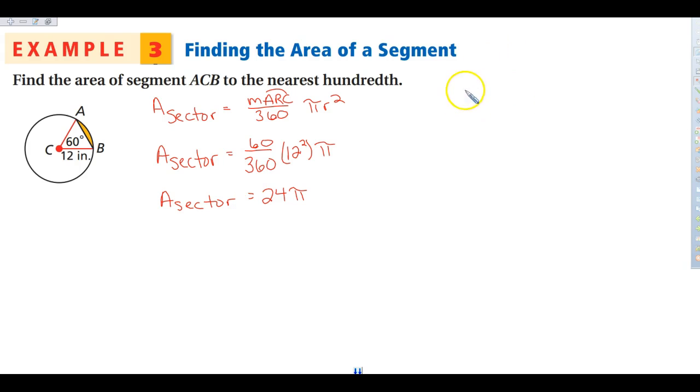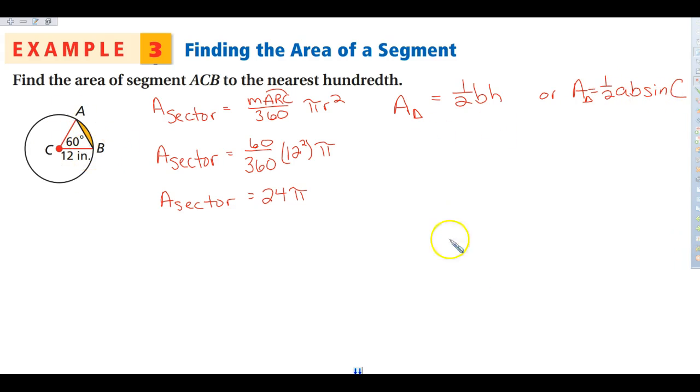Now, there are two ways to get the area of the triangle. I can use 1/2 base times height, or I can use 1/2 AB sine C, or BC sine A, or AC sine B. Just know that it doesn't really matter what letters you put here. It's the two sides and the angle that is included.